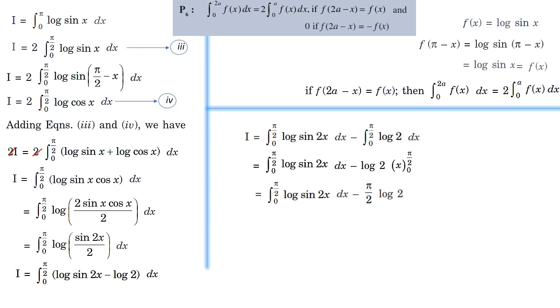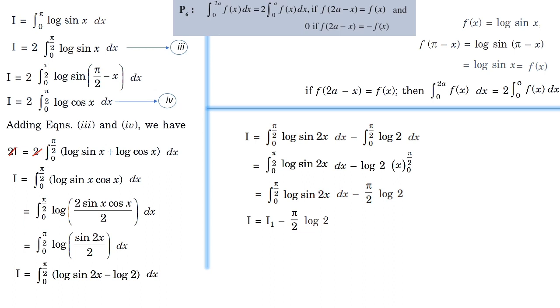So here pi by 2 into log 2, how we have got it: in the sense x, we have to substitute upper limit minus lower limit. So pi by 2 minus 0. Pi by 2 minus 0 is pi by 2. So pi by 2 into log 2 is the balance. Then this one again we need to do the integration.